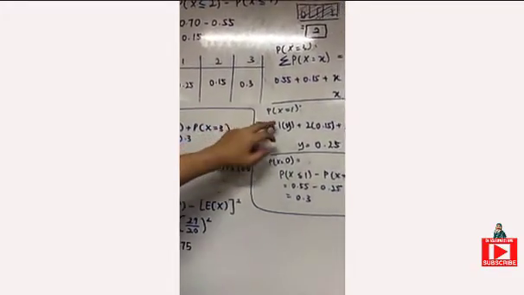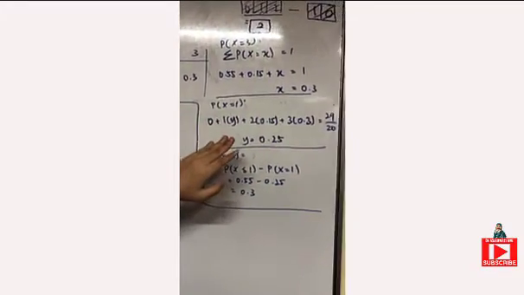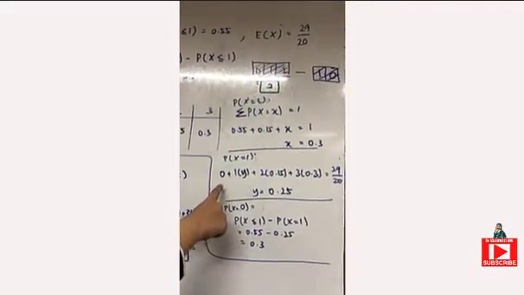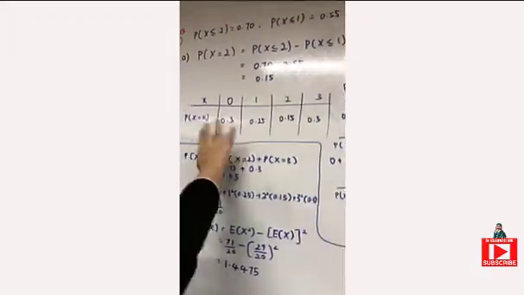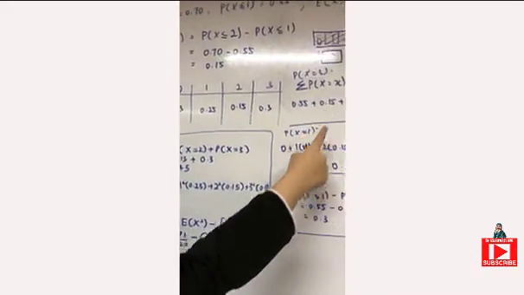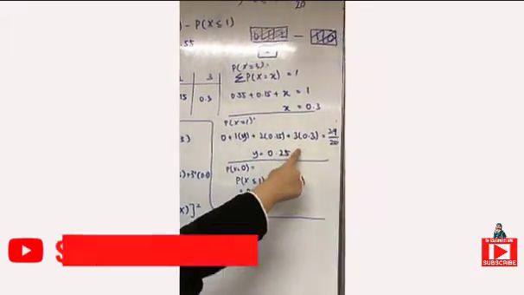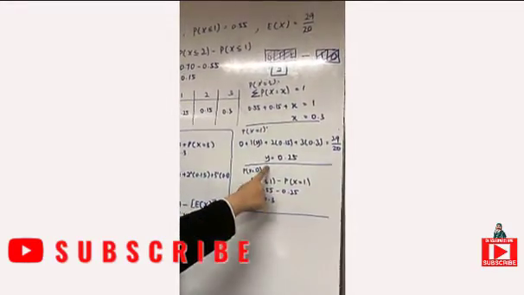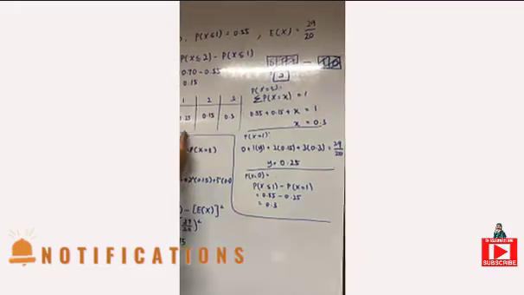And then next, P(X = 1). We're using the formula for mean. So here, 0 times whatever here is 0. Then 1 times y plus 2 times 0.15 plus 3 times 0.3 equals to the mean, 29 over 20. So calculate that, y equals to 0.25. Then you move over here.